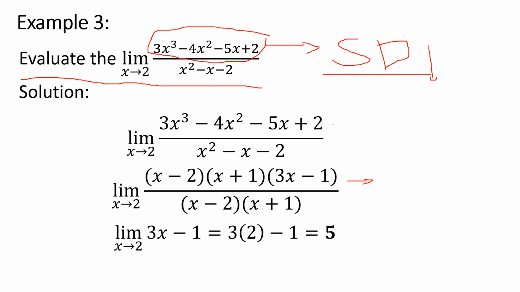So this numerator is a cubic equation. Once we simplify this one by getting the factors using synthetic division, that will be equal to x minus 2, multiplied by x plus 1, then 3x minus 1. So in your denominator, you need to look for the factors of negative 2, such that once we add these two numbers, we can provide a negative 1 here as your middle term.